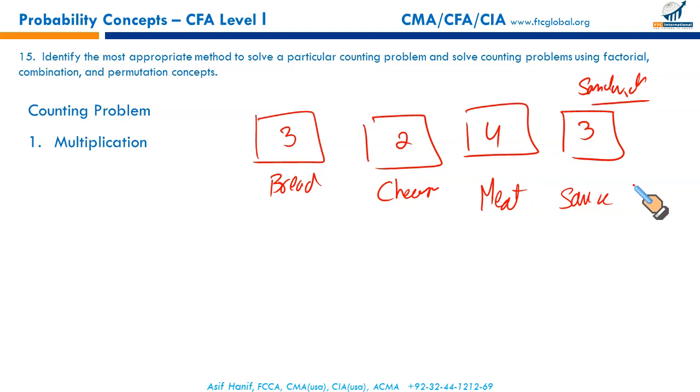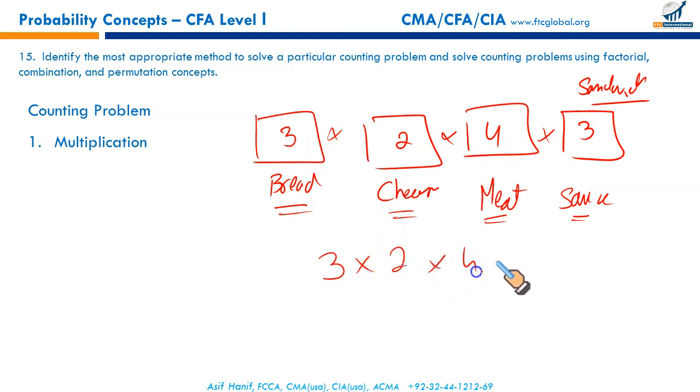This is clearly two or more groups. So in this case, we use multiplication. We are not drawing any selection. We're just simply making arrangements out of these four different options: three from bread, two from cheese, four from meat, and three sauces. So just multiplying all four, 3 times 2 times 4 times 3, will give you 72 possible different sandwiches by interchanging these different ingredients. This is the situation where you use multiplication.